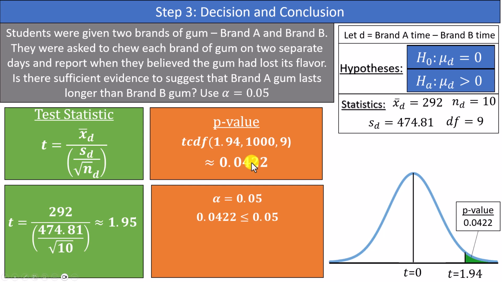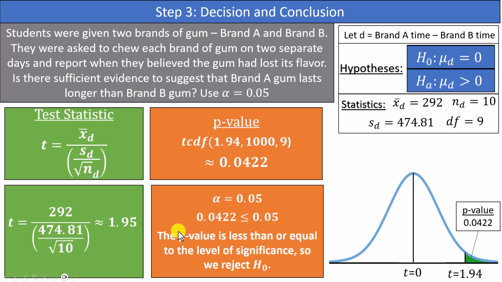I'm sorry, I said that wrong, didn't I? If the p-value is low, the null has to go. That's what it's supposed to be, right? And if the p-value is high, the null will fly. So in this case, the p-value is low. It's lower than 0.05, so the null has to go. We're going to be rejecting the null hypothesis, right? The p-value is less than or equal to the level of significance, so we're going to be rejecting our null hypothesis.